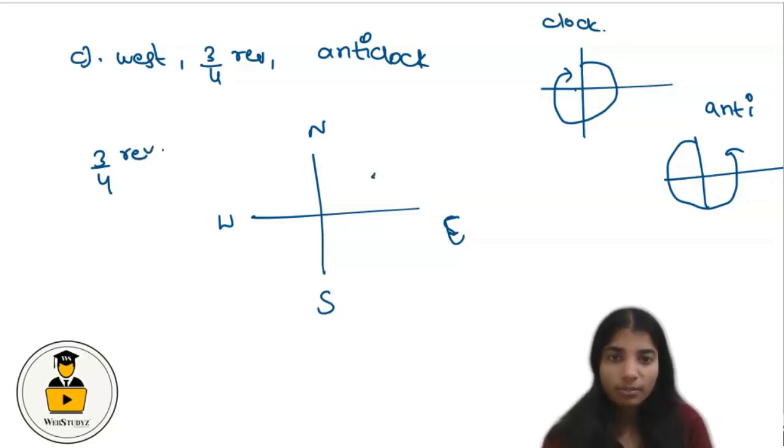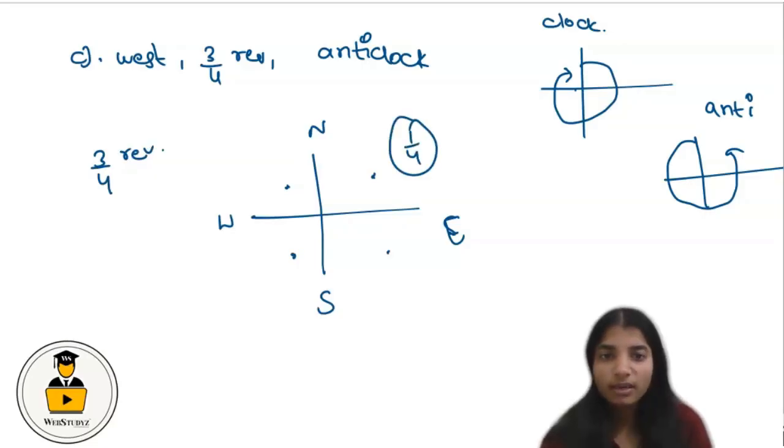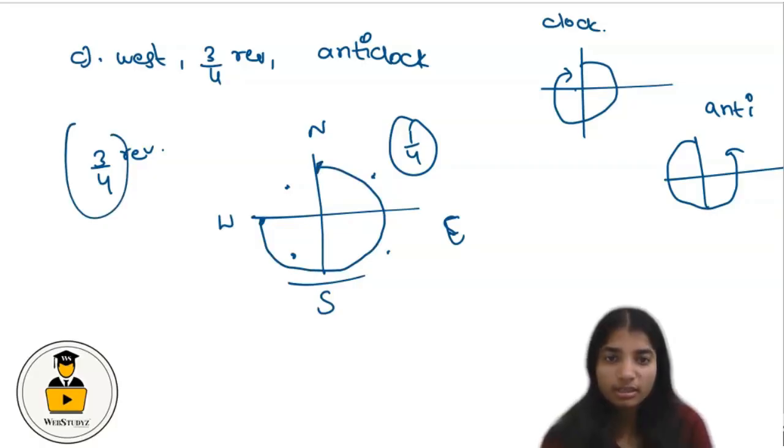Look, there are 4 chambers, 1, 2, 3 and 4. Every chamber represents 1/4. So 3/4 means it will cover 3 chambers. Starting from west, it will move in the anti-clockwise direction. It will move 3/4, which means it will cover these 3 compartments. So we can say that after starting from west and moving 3/4 of a revolution in the anti-clockwise direction, it will face towards north. So north is the answer to part C of this question.